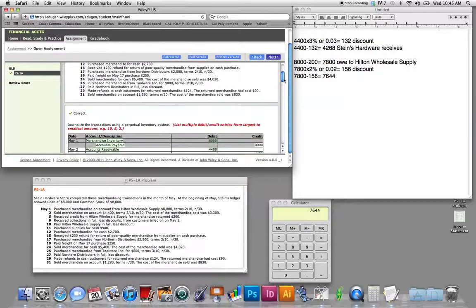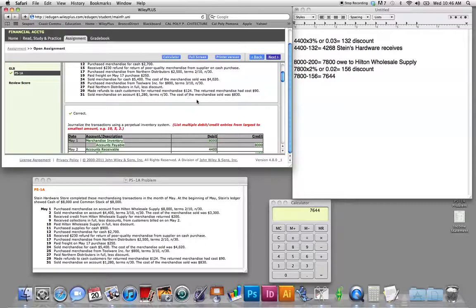Next entry is on May 17th. We purchased merchandise from Northern Distributors of $2,500 on terms 2-10 and N-30. So since we purchased this merchandise, we are increasing our merchandise inventory, and we are also increasing our accounts payable because of the account terms. That's how you can tell that it's on account and not from cash, because if it were cash, it would say we purchased this merchandise from Northern Distributors for cash, and it would not have the terms there. So that's how you can tell that we're purchasing this on account.